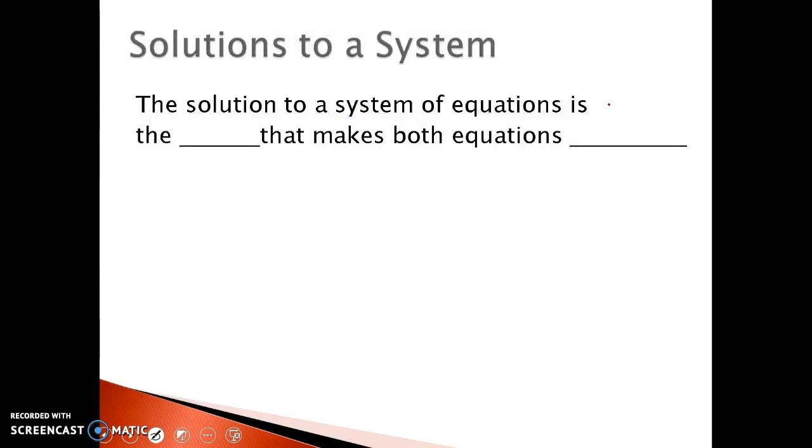Let's see what this looks like when we talk about solutions to systems. A solution to a system is the point that makes both equations true. And so you want to make sure you put that in your notes. A system of equations is more than one equation. And most of the things that we're going to do, a system is going to be 2 equations, and we're going to find one point that makes both of the equations true.